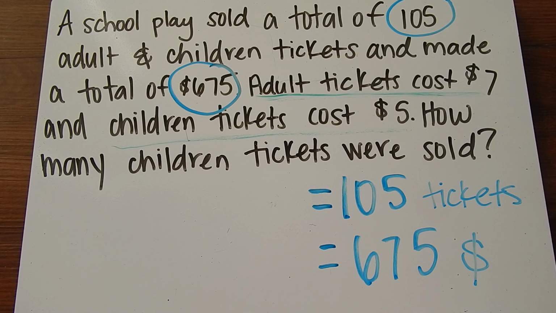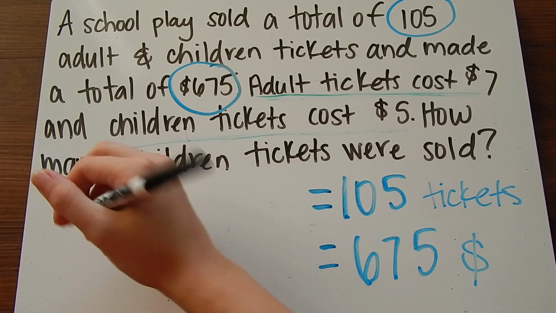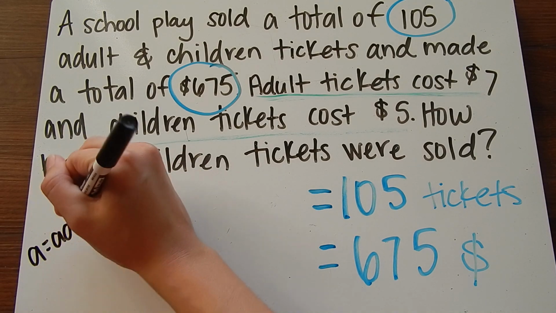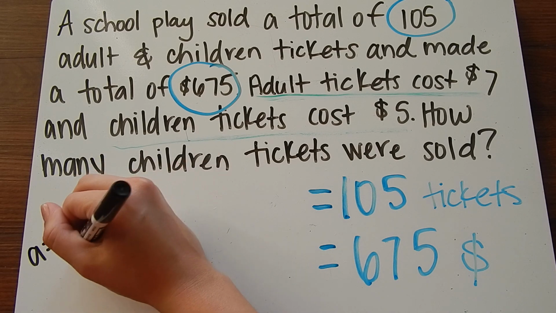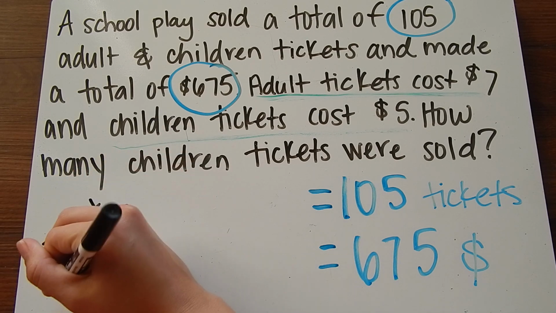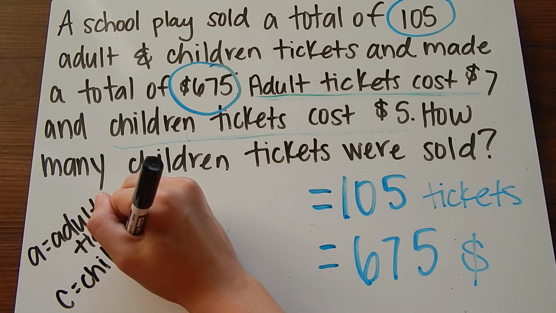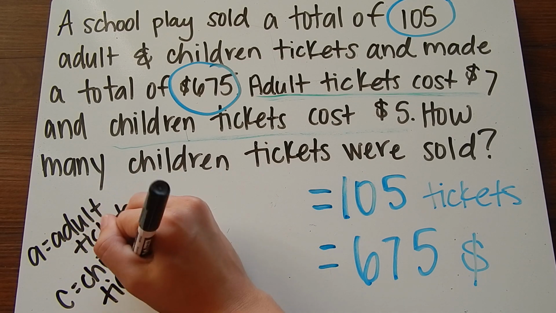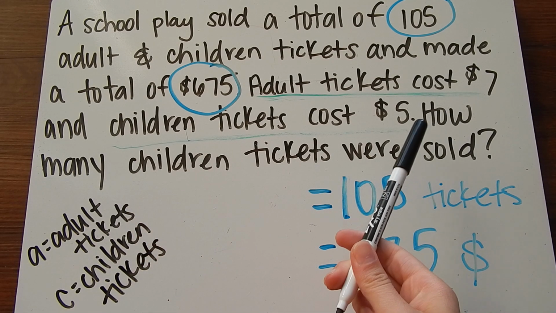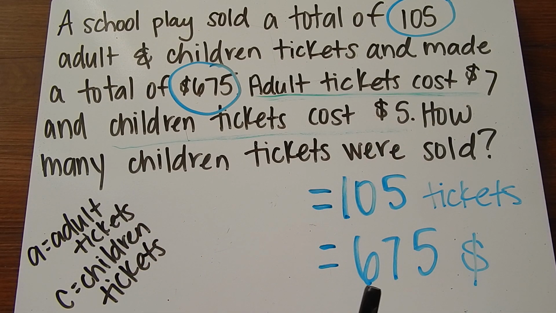So, looking at our important information, it says adult tickets cost $7 and children tickets cost $5. Well, the 7 and the 5 are money values, so those are going to go in my second equation here. Adult tickets for $7, so I'm going to define my variables. I have adult tickets, I'm going to call A. I also have children tickets, I'm going to call C. So again, this $5 and $7 I need to put in my second equation there.